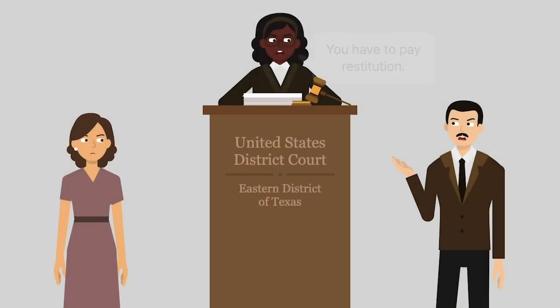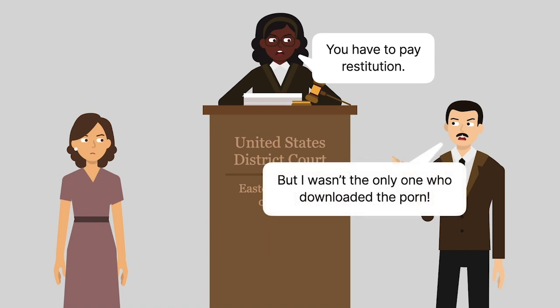It's common for courts to require criminal defendants to pay restitution to their victims. But how does a court determine how much restitution a single defendant should pay if that defendant downloaded child pornography that was viewed or distributed by hundreds or thousands of other criminals?